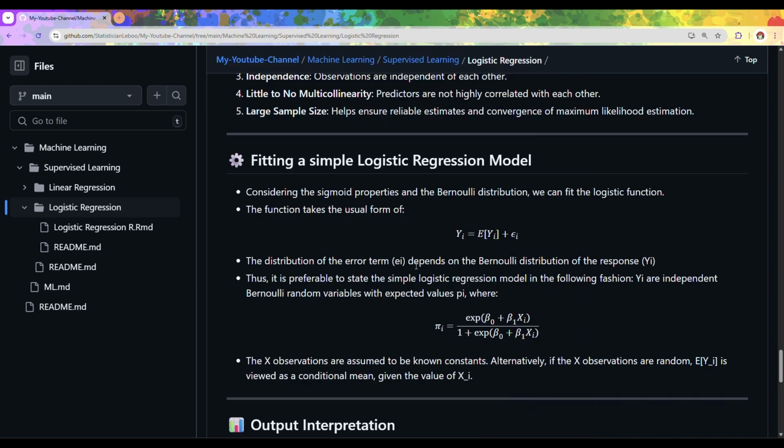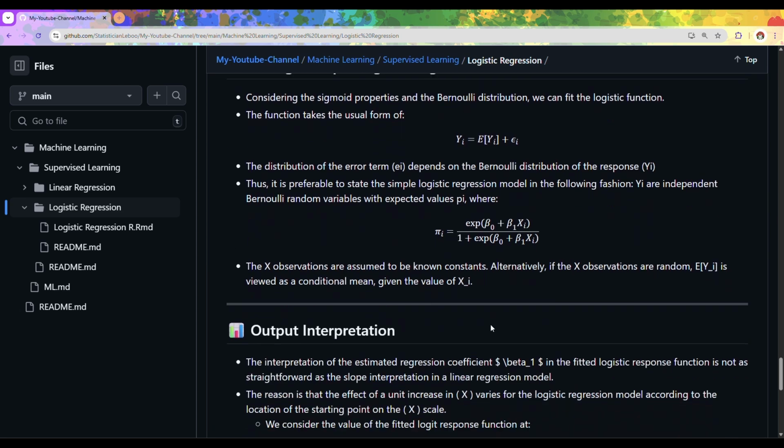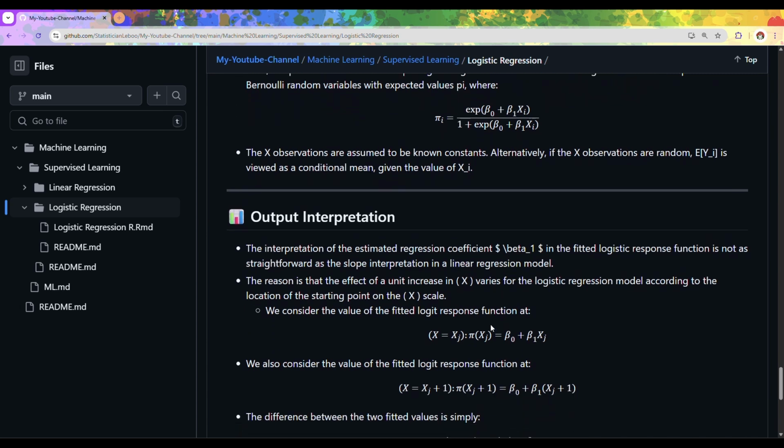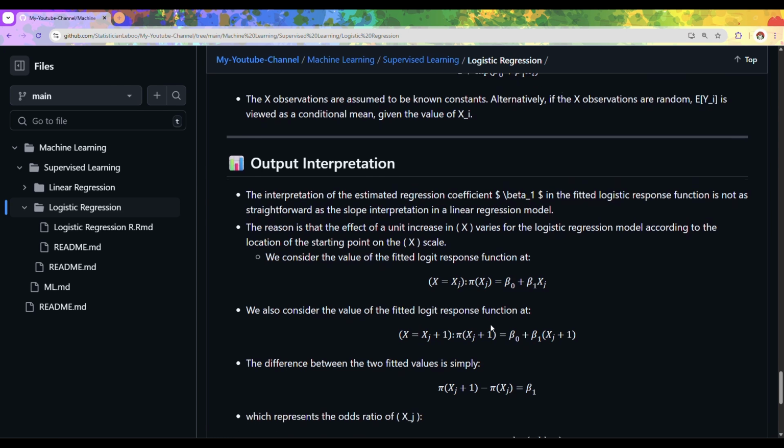So the distribution of the error term depends on the Bernoulli distribution and the response. Thus, it's preferable to state the simple logistic model in the following fashion. The yi are independent Bernoulli random variables with expected value pi, where pi is the exponential of beta naught plus beta 1 x1, over 1 plus the exponential of the numerator that we had there. I know this may be too much, but it will be easy when we are going to fit the model. It will be a little bit easier.